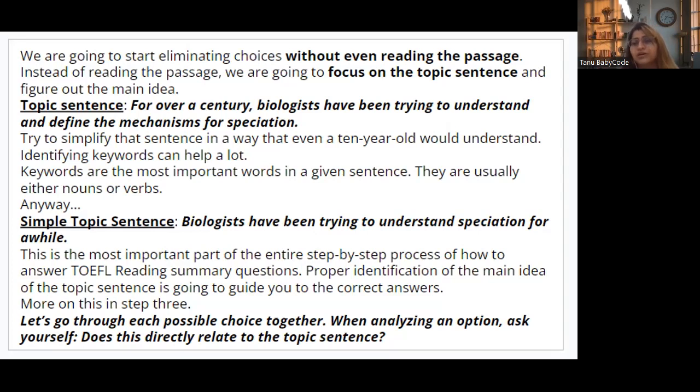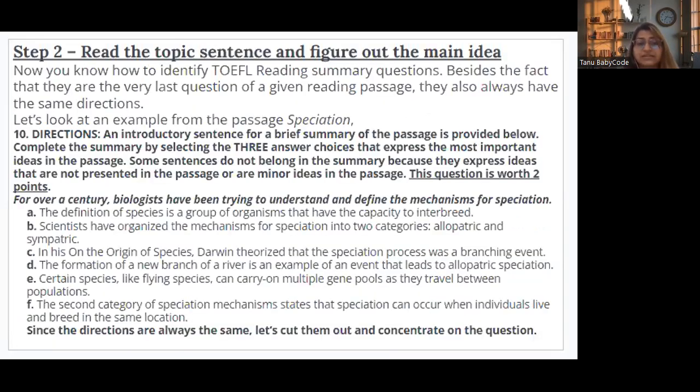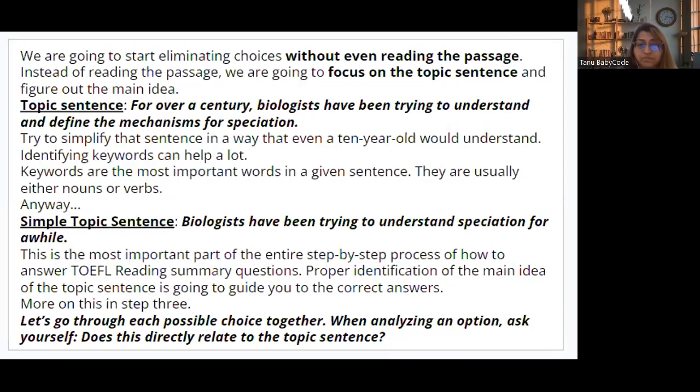Now this is the most important step, because the entire step-by-step process will help you understand how you're going to answer this. Proper identification of the main idea of the topic sentence will guide you so that you can find your correct answer. Now let's go through each possible choice together. When analyzing an option, you should ask yourself, does this directly relate to the topic sentence or not? Your topic sentence here is, for over a century, biologists have been trying to understand and define the mechanism for speciation.